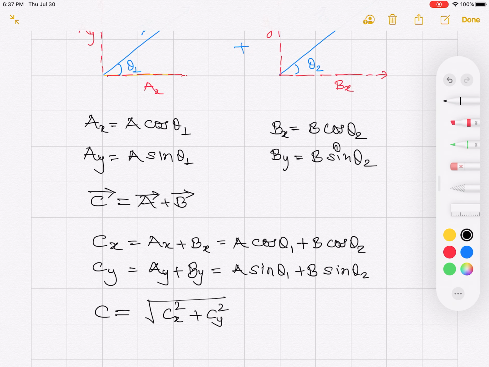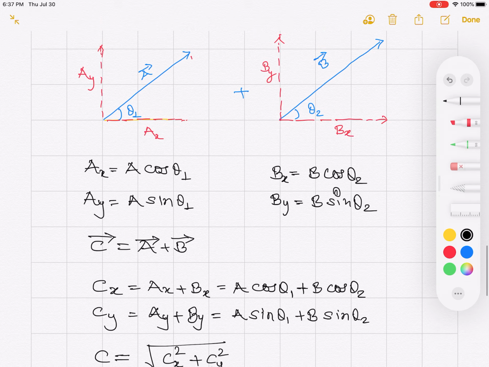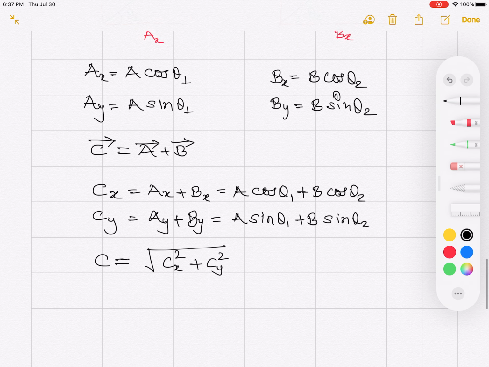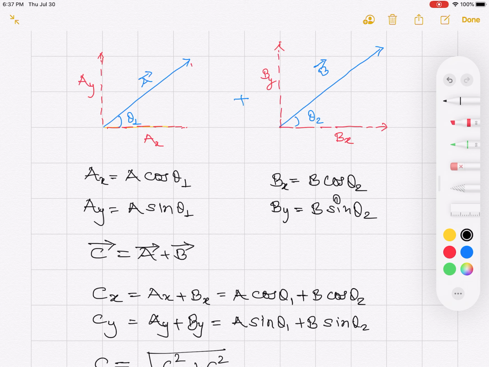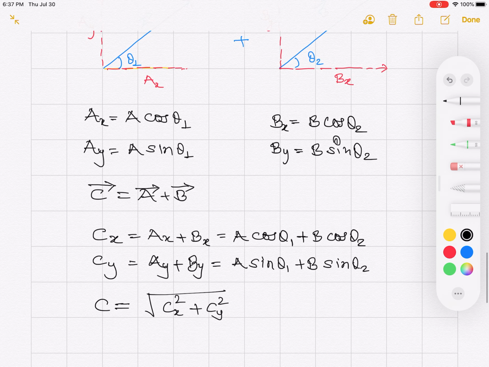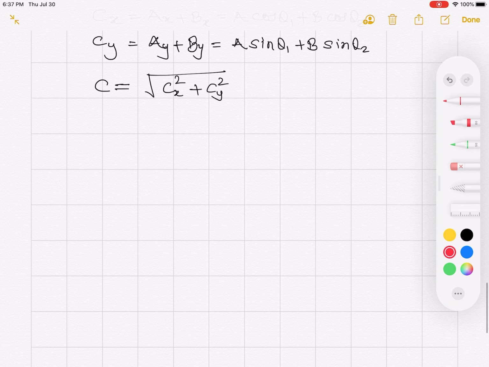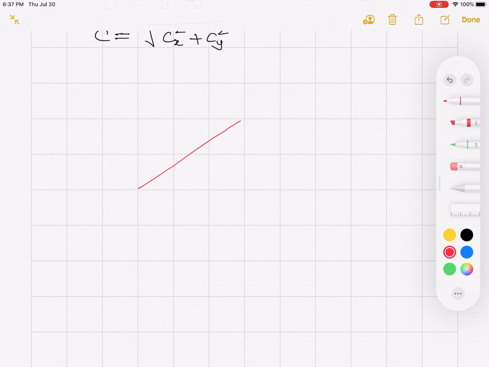And to find the angle, you again need to draw this vector. Okay, I will try to redraw this vector so it makes clear how to find the angle. So this one is one vector, this one is another vector, this one is making angle theta 1, and this one is making angle theta 2.